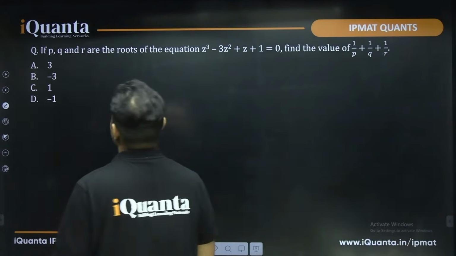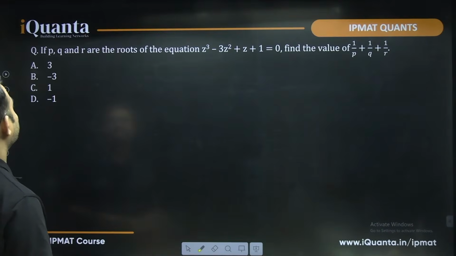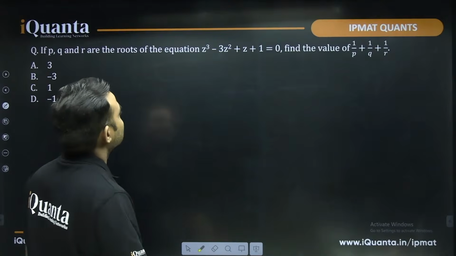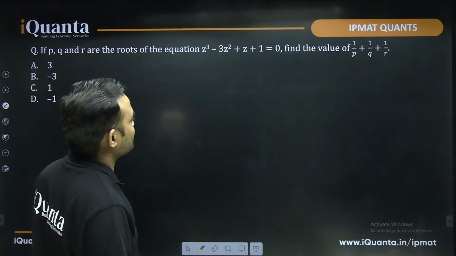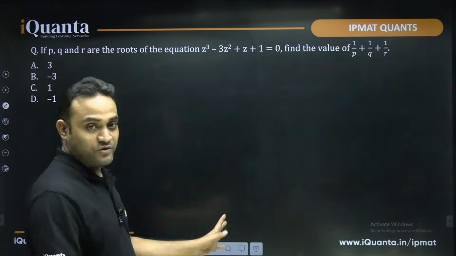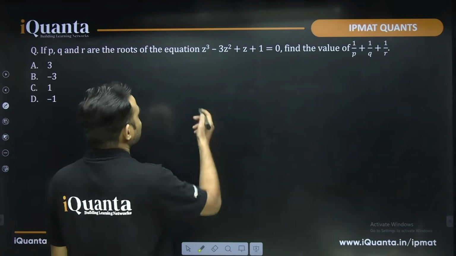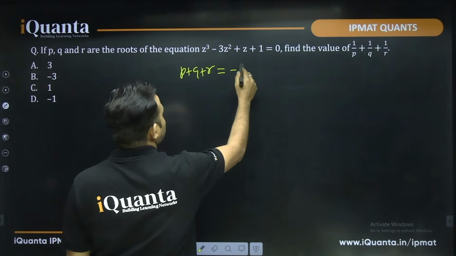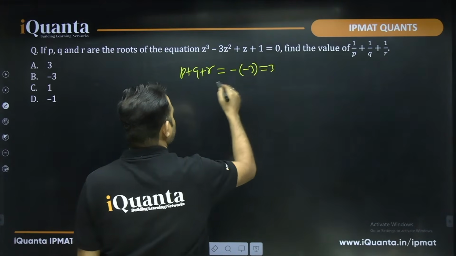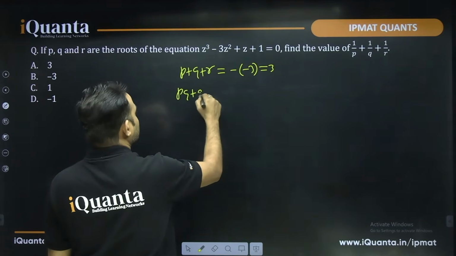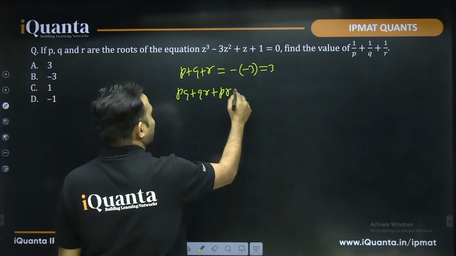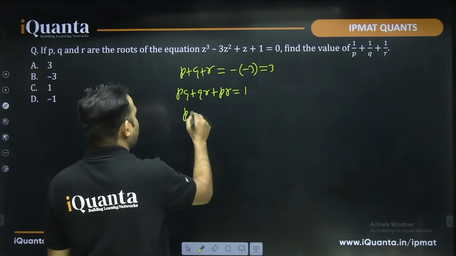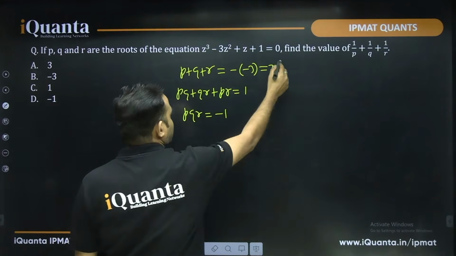Can you believe that? Okay guys, P, Q and R are the roots of the equation z cube minus 3z square plus z plus 1 is equal to 0. So what do we know? If P, Q, R are the roots, we can say P plus Q plus R will be minus of minus 3, which is equal to 3. The sum of products of roots taken 2 at a time will be 1, and the product of all the roots will be minus 1.